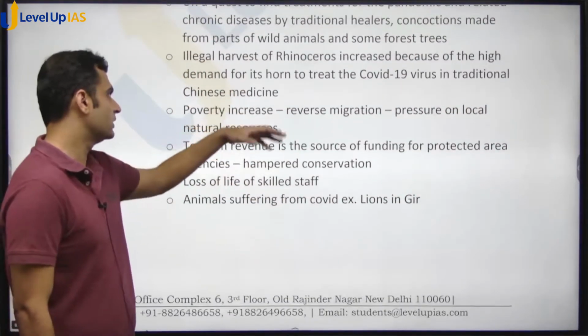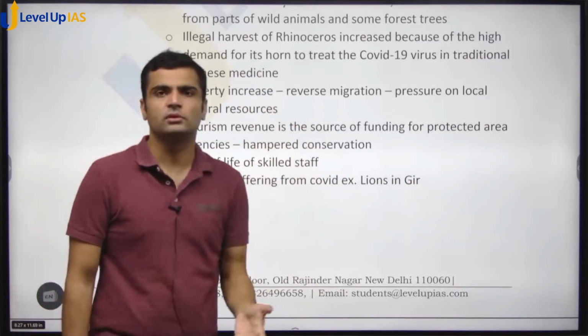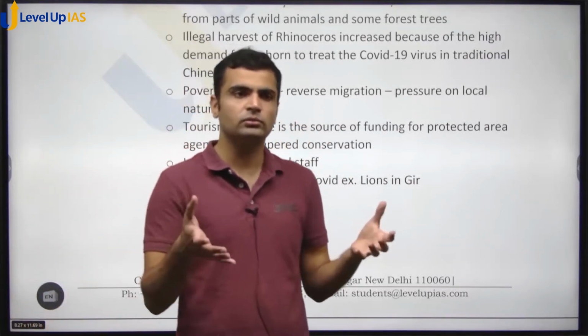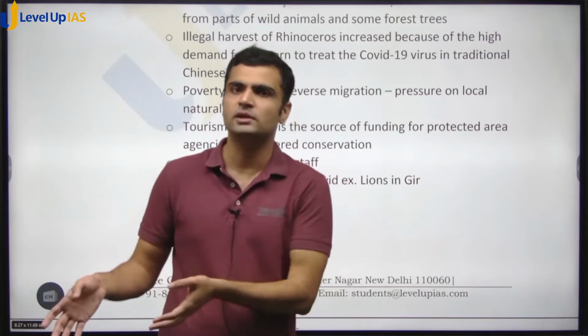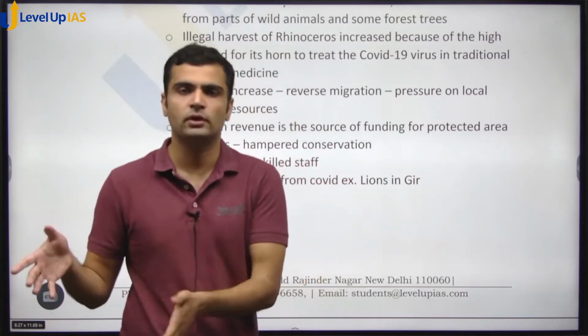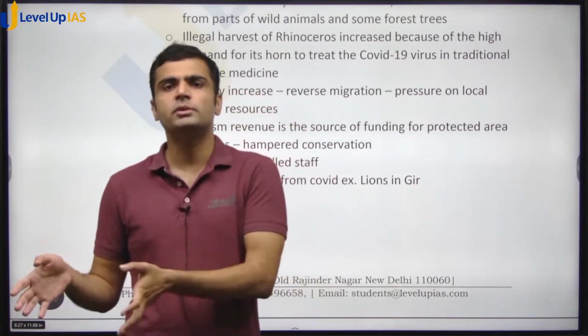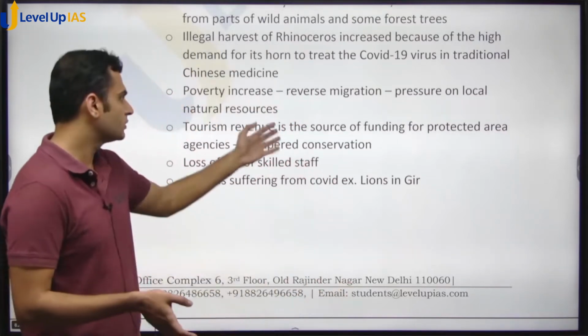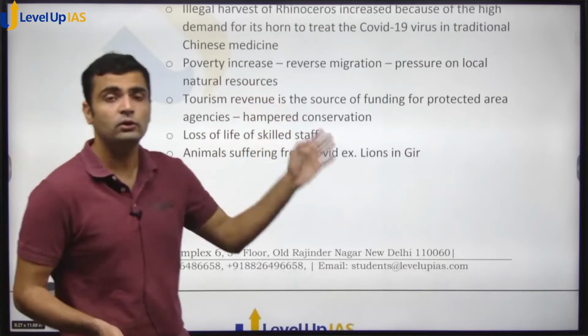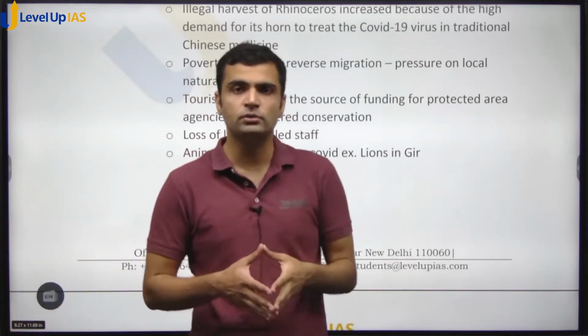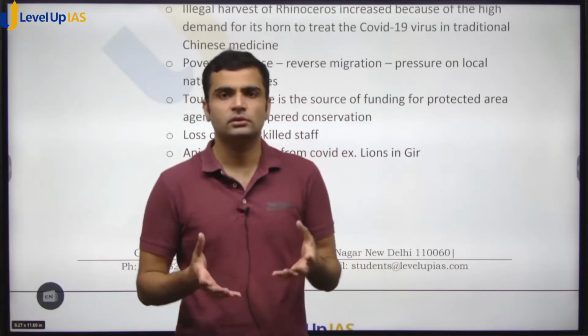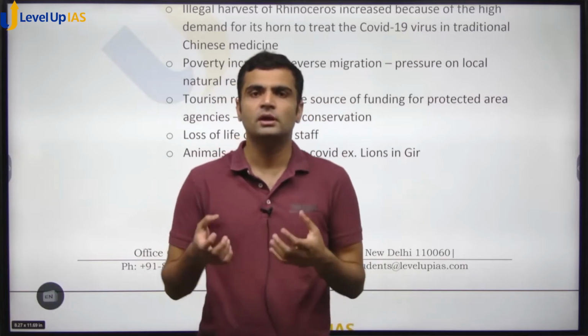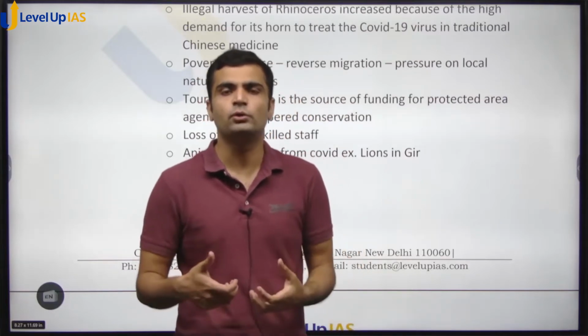So that was there. Poverty increased because reverse migrations happened, and when reverse migration happens to rural areas or the villages close to, say, forest, there is increased pressure on local forest resources or natural resources in general. So that happened. Then, ecotourism is one of the effective ways to balance economic, ecological, and local livelihood interests.